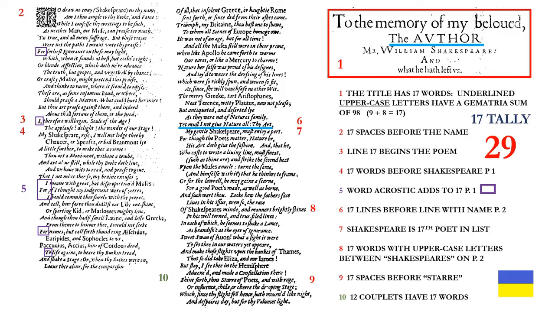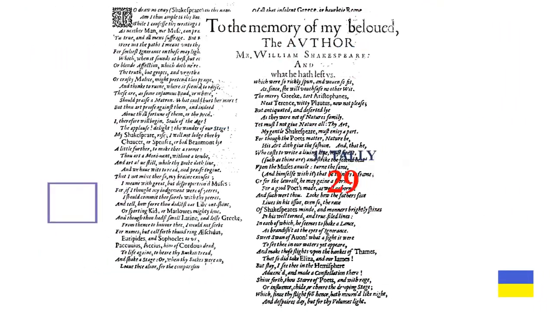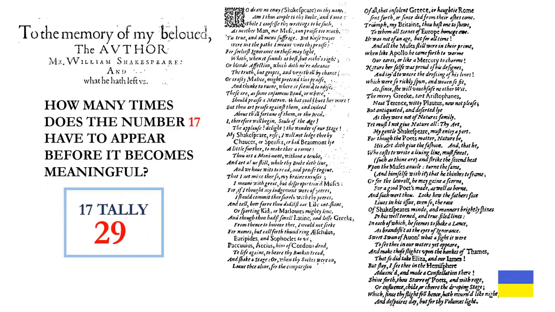We also have 17 couplets between the Shakespeare on page 1 and the first time it appears on page 2. We have 17 spaces and letters before star, and 12 couplets have 17 words. None of these things can be disputed. None of these things at all. The question is, how many times does the number 17 have to appear in puzzles and clues before it becomes meaningful?